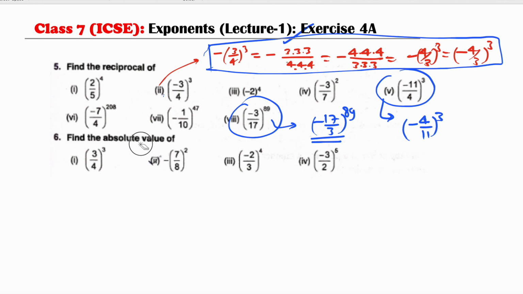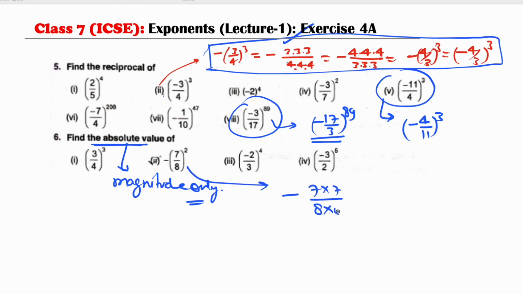Find the absolute value. Absolute value means we have to solve this. Absolute value otherwise means the modulus, but here it does not mean the modulus. Find the absolute value of this. Absolute value means we have to take the magnitude only, not the sign. For example, here we write 7 into 7 upon 8 into 8. So here we ignore the negative sign. So what do we get as the magnitude? We get 49 upon 64. We take the negative sign removed. Magnitude only means we take the modulus of this.